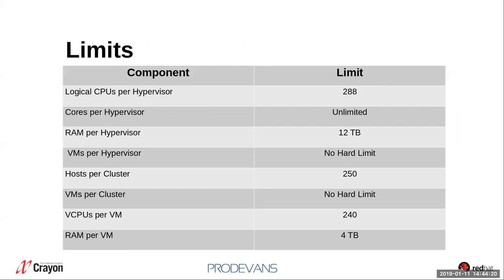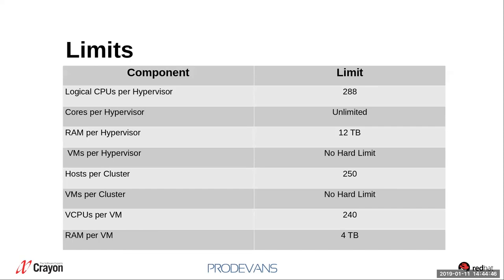Like logical CPU per hypervisor, it is 288. Per core per hypervisor, it is unlimited. You can use as many as you want. Maximum RAM is 12 TB. VMs per hypervisor, no hard limit. You can create n number of VMs on a hypervisor.